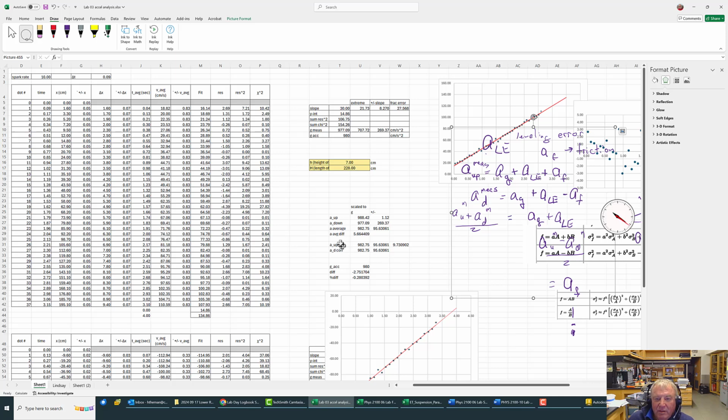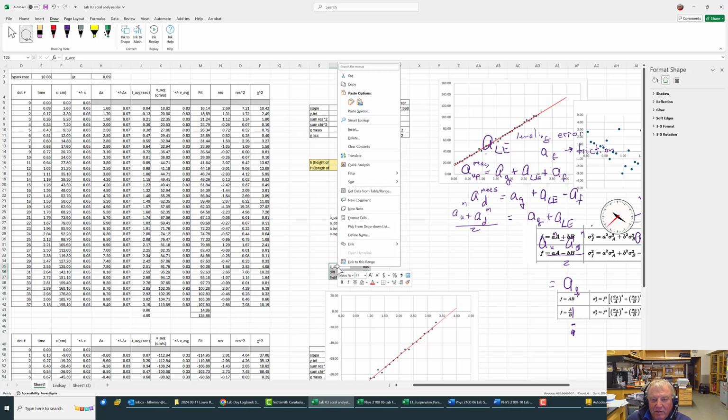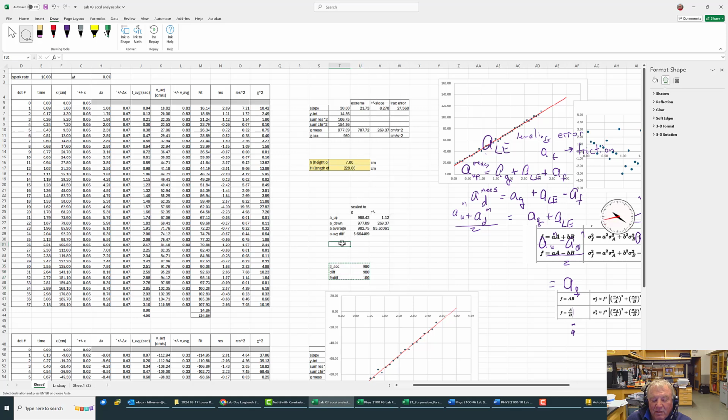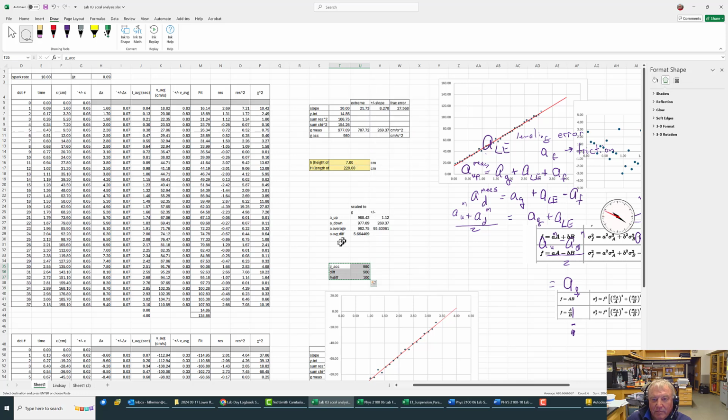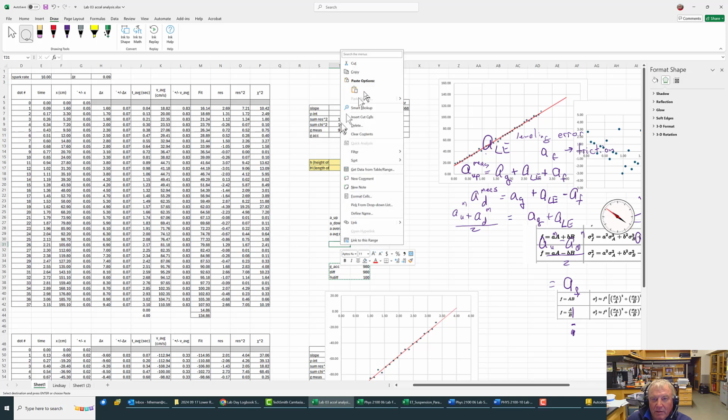So these guys are meaningless now, so I'm just going to get rid of them. And let's see what I get here. We'll bring these guys closer. Copy. No, I want to cut it, not copy it. Cut. And paste.